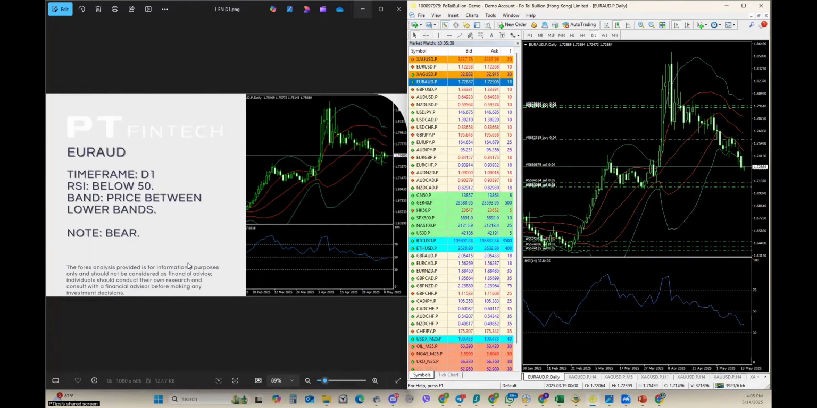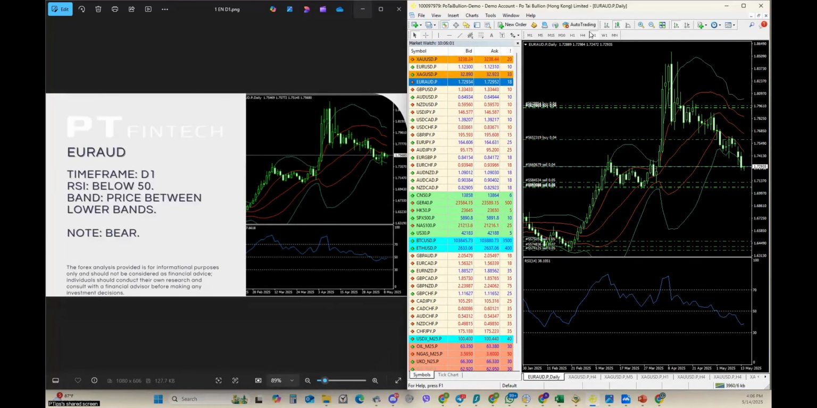Okay, so on D1, PTips claims that RSI, so one second. Okay, RSI is below 50. Yes, it is. And then the dual Bollinger bands, prices are between the lower bands. So essentially, this is deemed more bearish. All right, this is actually a bearish momentum for Euro AUD. Okay, so yeah, overall bearish.